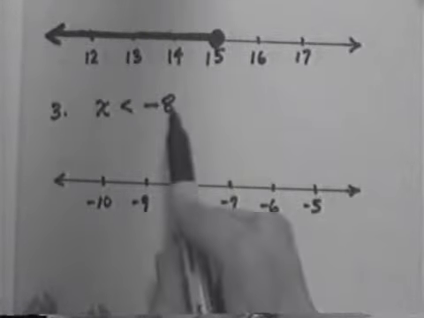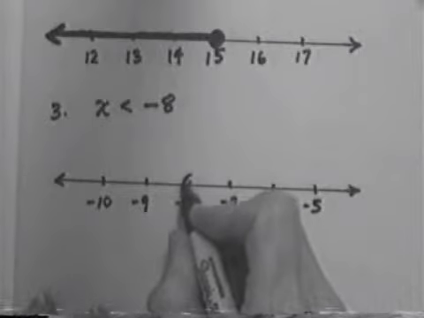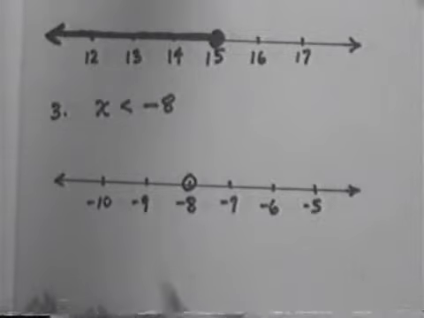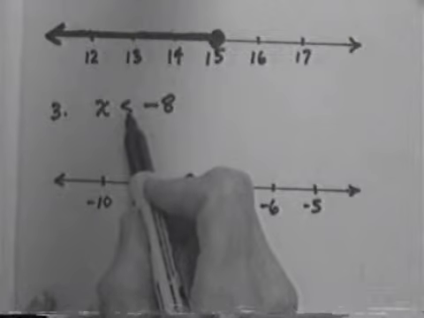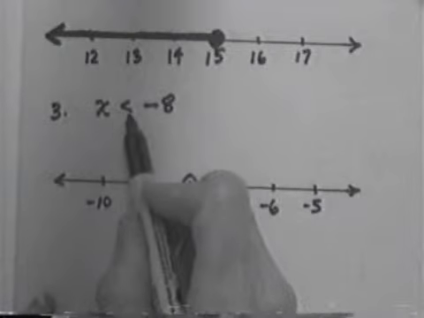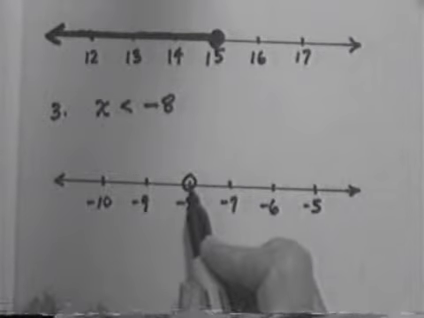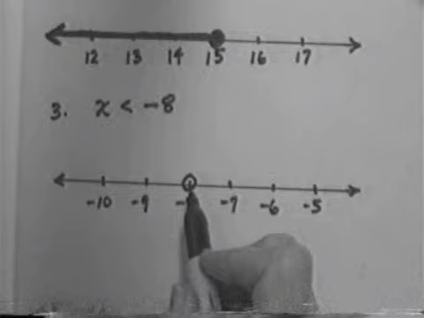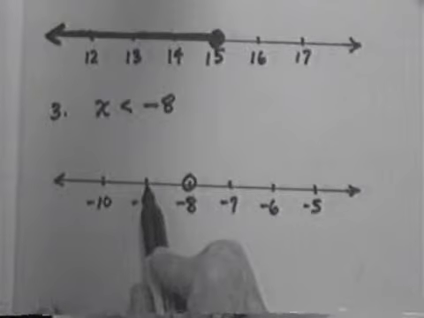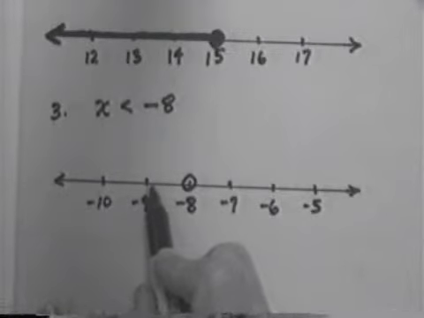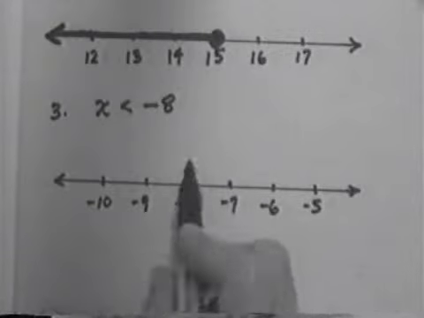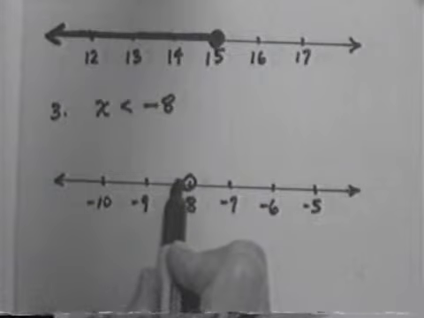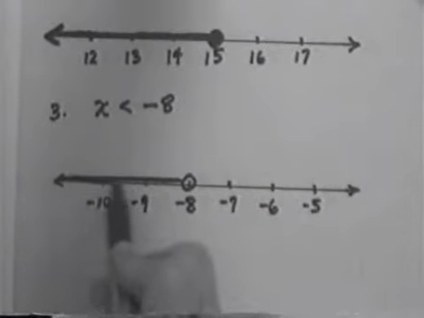I'm going to circle the boundary number, which is negative 8. Less than does not include the negative 8 because negative 8 is not less than negative 8, and so I do not fill in the point. Numbers to the left of negative 8, like negative 9: negative 9 is less than negative 8. That is true, and so I do fill in to the left.